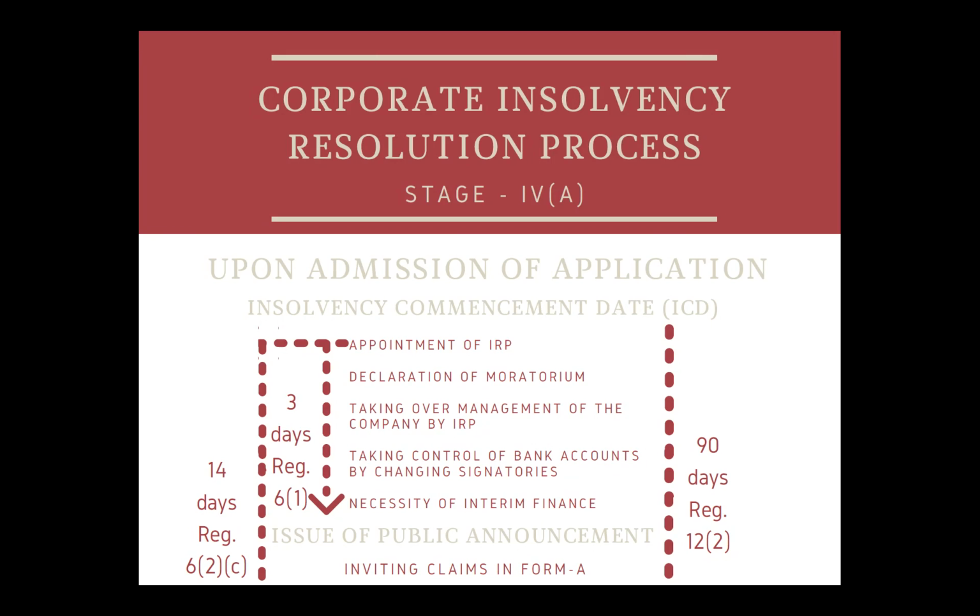So there was an occurrence of default. Then the aggrieved party wants to initiate CIRP, and the adjudicating authority decides whether such an application can be admitted or rejected. Now, what if the adjudicating authority approved, or let us say admitted, the application? The moment an application is approved by the adjudicating authority, the insolvency is commenced. So the corporate insolvency resolution process has been set.